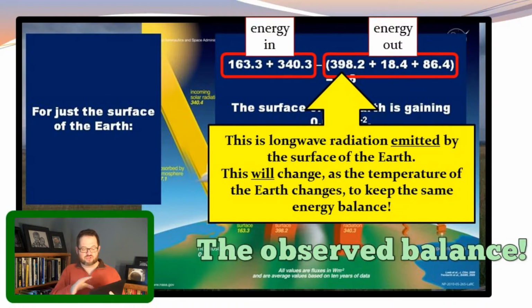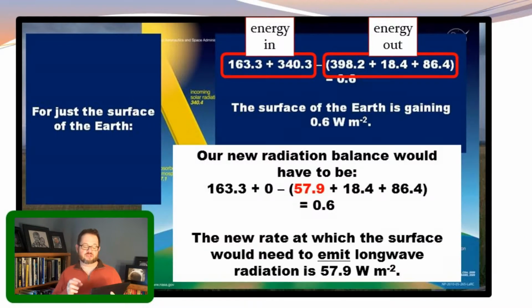And in order to keep the same balance where these two terms still add up to 0.6 watts per square meter, if we've changed one of the energy in terms, we're going to have to change one of the energy out terms. And this is the one that will change. So if we actually play around here with the little math, and in this white box I've done that, instead of it being 163 plus 340, it's now 163 plus 0, because 0 is now the amount of long-wave radiation coming down from the sky after being emitted by the greenhouse gases.